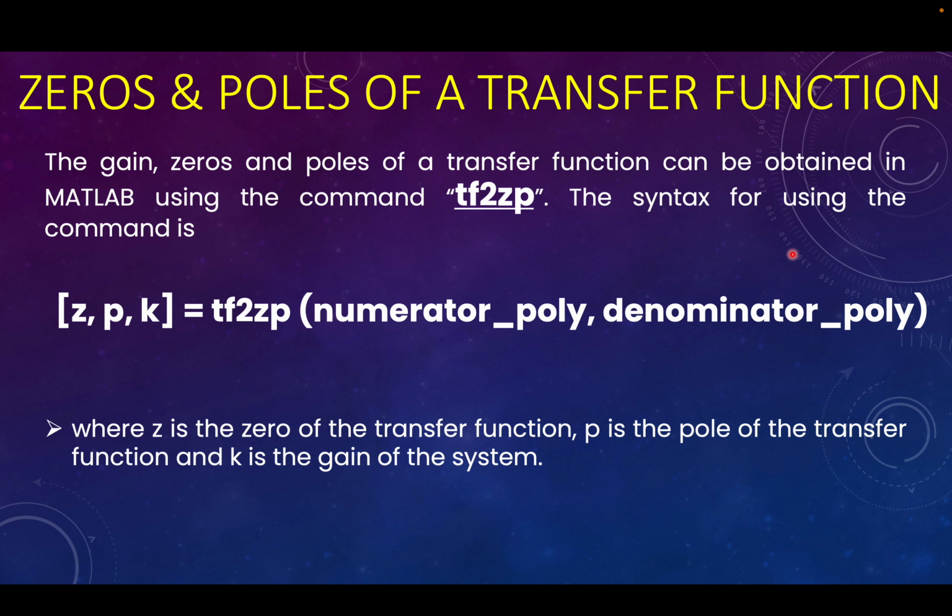So the syntax for using the command is, here you can see [z, p, k] equal to tf2zp, in brackets the numerator polynomial coefficients and denominator polynomial coefficients. Just remember this one, tf2zp. Here z represents the zeros of the transfer function, p represents the poles of the transfer function, and k represents the gain of the system.